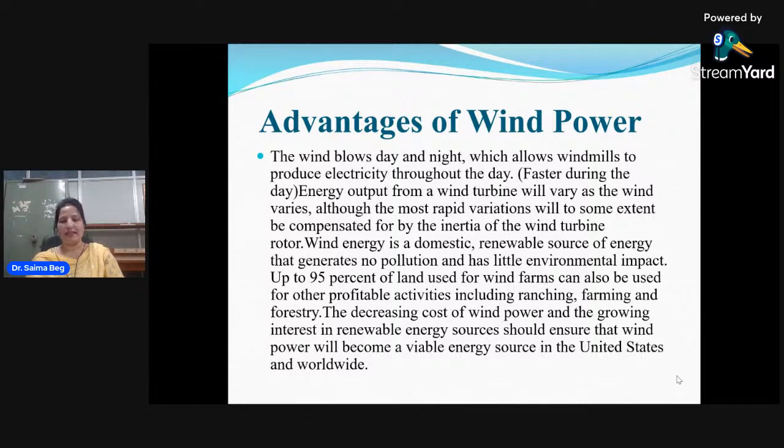Wind energy is a domestic and renewable source of energy that generates no pollution and has little environmental impact. Up to 95% of the land used for wind farms can be used for other profitable activities, including ranching, farming, and forestry. The decreasing cost of wind power and the growing interest in renewable energy sources should ensure that wind power will become a viable energy source in the United States and worldwide.